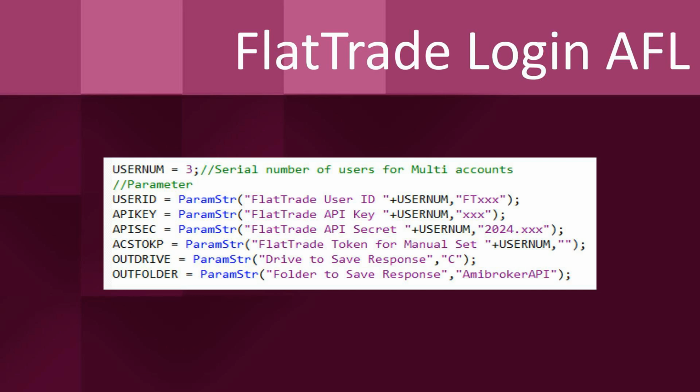The Flattrade token manual set parameter allows you to manually enter your token if there are changes in the log file or if you receive the token from another source. Otherwise, leave this field empty. Change the default path for the drive and folder if necessary. After entering the default parameters, save the AFL file. With your credentials pre-filled as default parameters, you won't need to enter them each time.